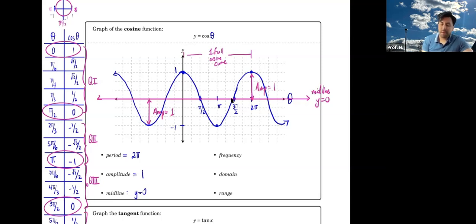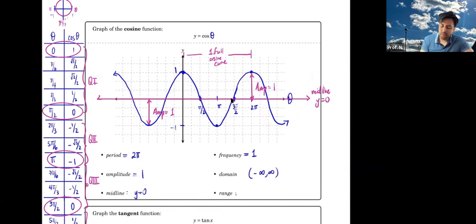What's my frequency? My frequency is the number of full waves made between 0 and 2 pi. And I just make one full wave, so my frequency is 1. My domain, right? This goes on forever to the right. This goes on forever to the left. So my domain accounts for all real numbers, negative infinity to infinity.